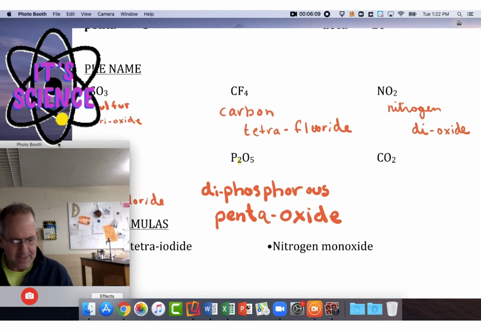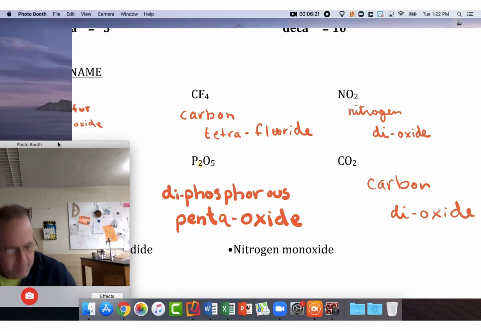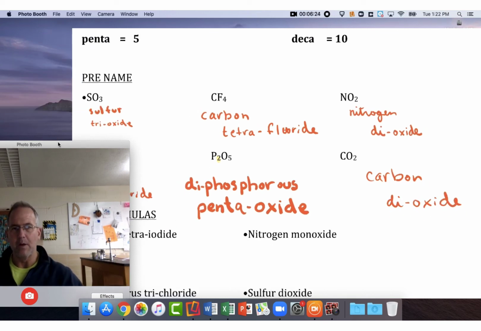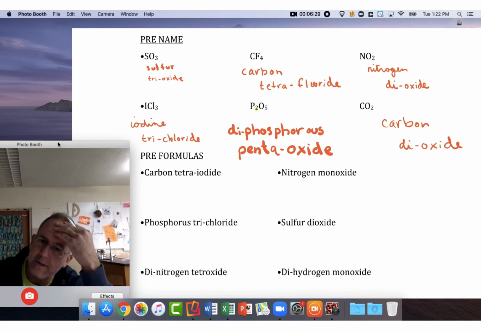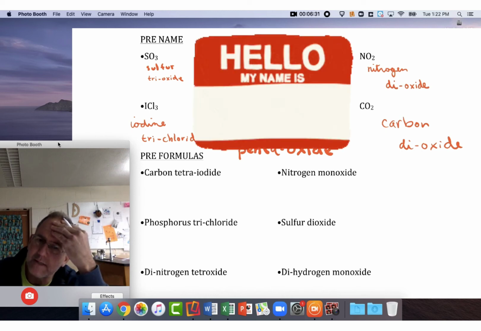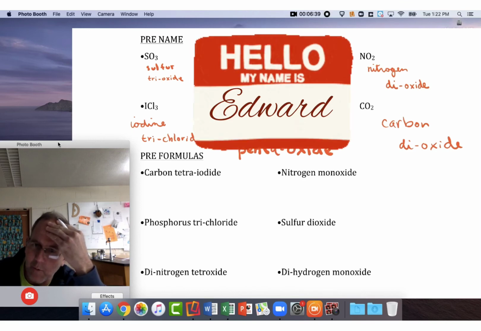And now this last one, I know you know this. Carbon, right? We don't need the mono because it's the first thing listed. And then dioxide. Bing, bang, boom. There we go, right? So that is just the naming. Now, the naming's not that important to us, except in this chapter, because we just want you to be able to see these names and figure out what's in them.